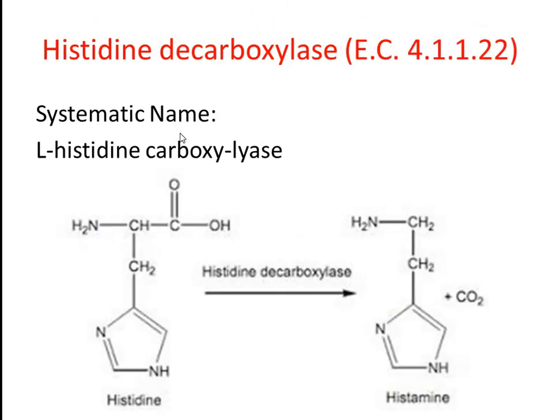So now we will see the example of this enzyme, histidine decarboxylase. Sorry, by mistake I have written it incorrectly here, so I have corrected it. This histidine decarboxylase is indicated by 4.1.1.22. This enzyme catalyzes the conversion of histidine to histamine, which can be written by the systematic name L-histidine carboxy-lyase.